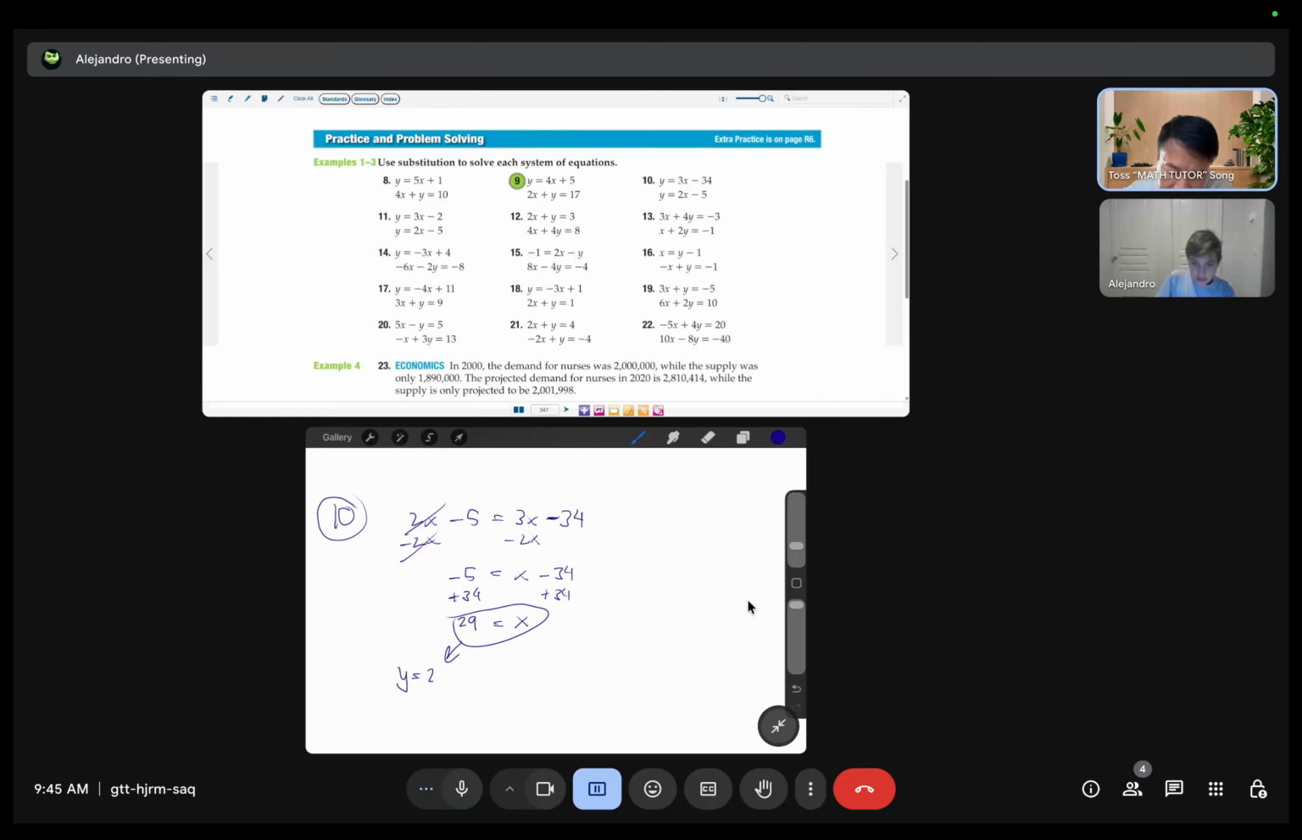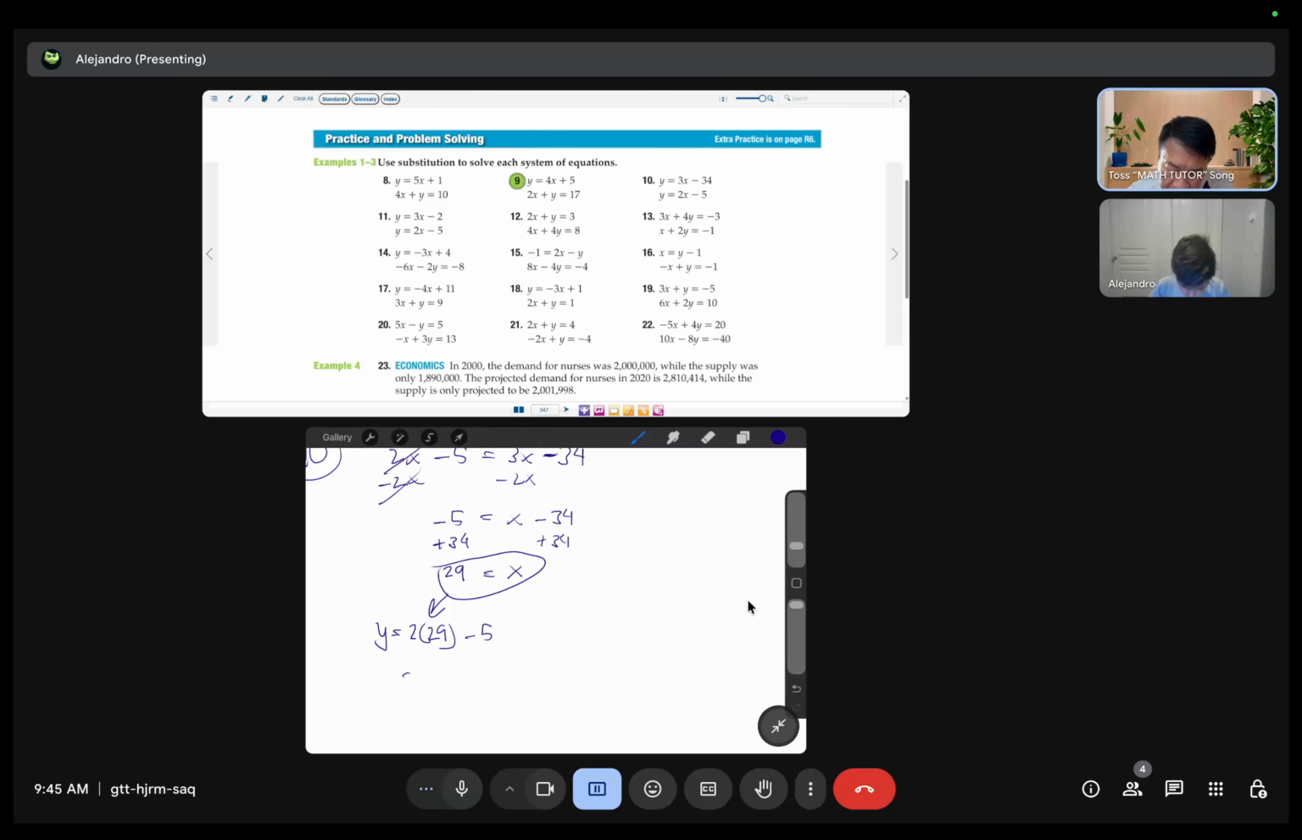So if we go 2 times 29 minus 5, I'll put it in the smaller one, the one that's cleaner. 2 times 29 minus 5. Okay, what is that? 58 minus 5. Okay. So y equals 53.